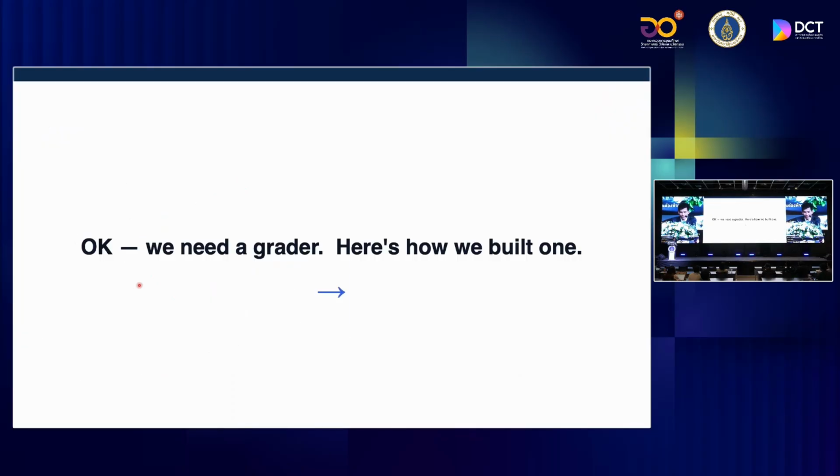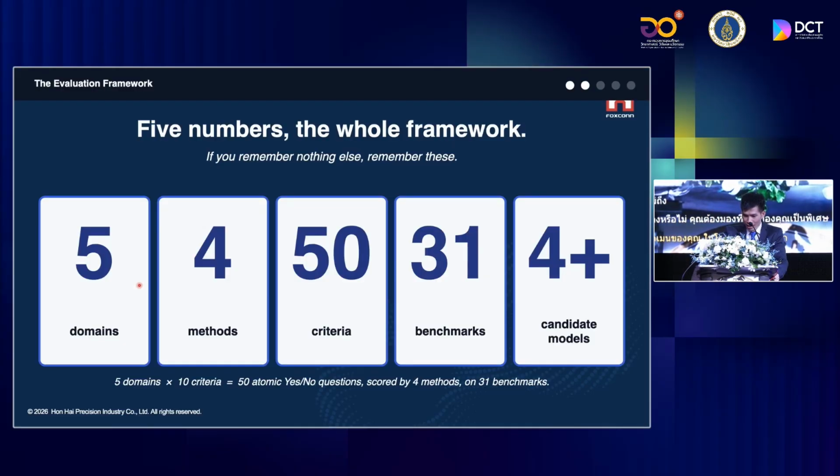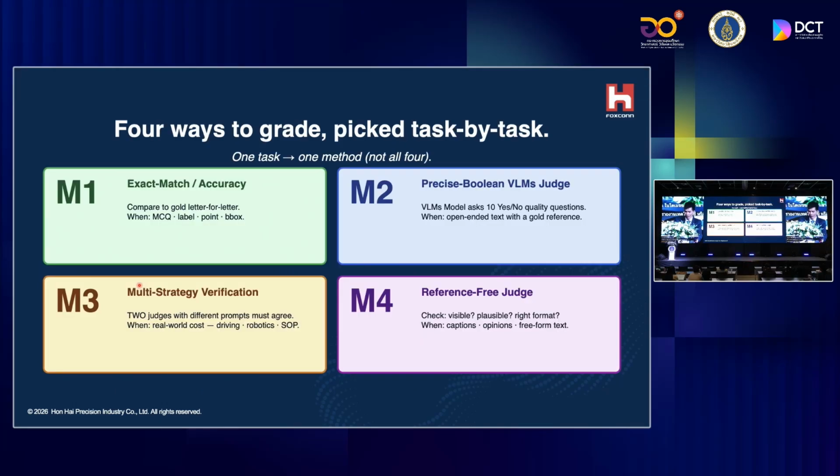And okay, how do we build the grading system using an AI model? Okay, it's simple: 5 domains, 4 different methods, 50 criteria, 31 benchmarks, and 4 models. This is what I built to benchmark our model. We have 4 Ms. Each M stands for method. Method 1, method 2, method 3, method 4, right?